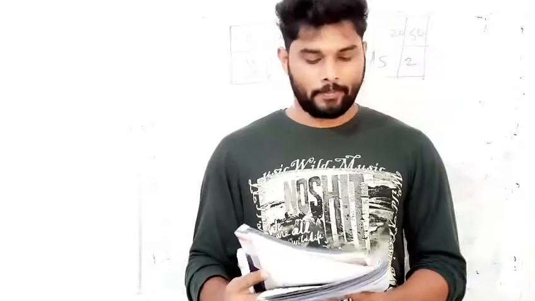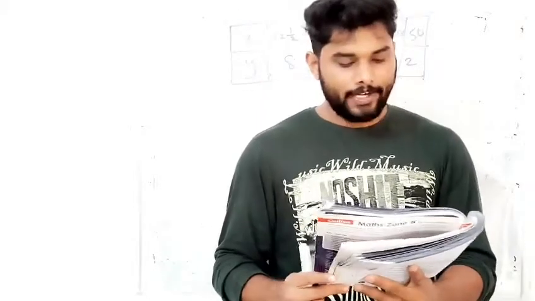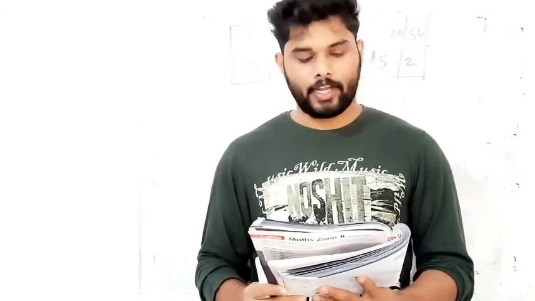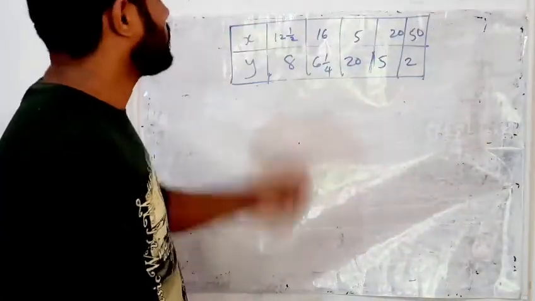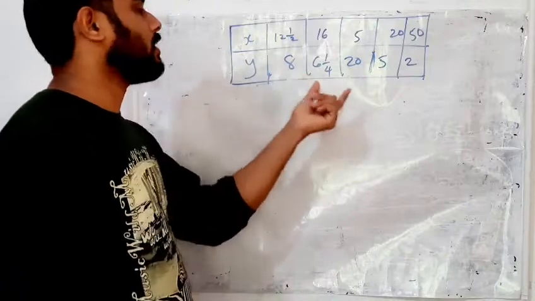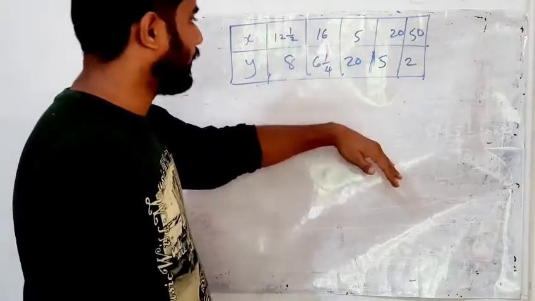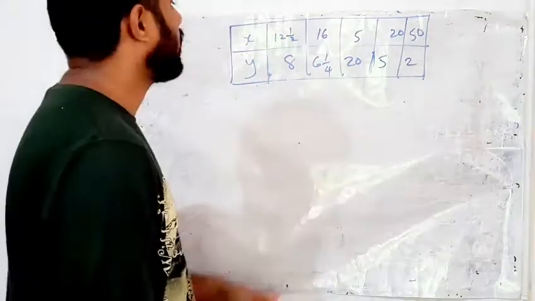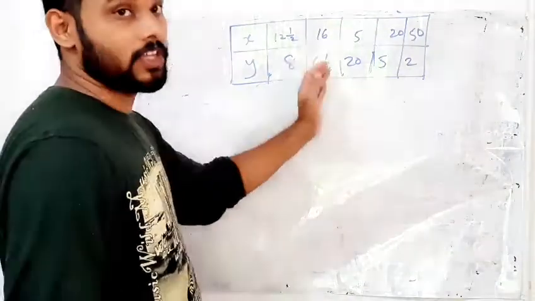11.2, question number 1. Identify in which of the following tables x and y vary inversely. So what do you have to find out? There is already one table given here. From this table, you have to understand whether it is varying directly or inversely. They are asking whether it is varying inversely or not.